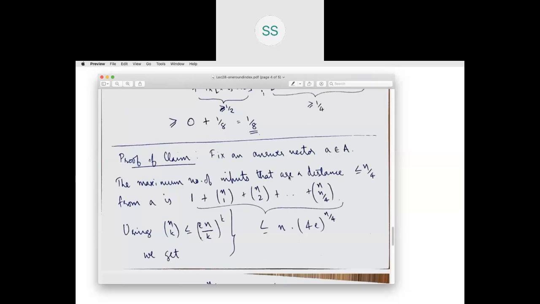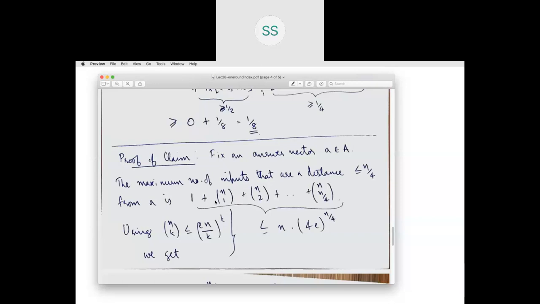So what are the input vectors that this makes good? It is those input vectors that are at a distance at most n by 4. First, one input vector is a itself, then the input vectors which are at a distance 1 from a, at a distance 2 from a, and so on till at a distance n by 4 from a. When I say distance, I mean the Hamming distance. So how many vectors are there at a distance 1 from a? You can pick any one of the n bit positions, the indices, and once you fix a bit position, all you can do is just flip that bit, right?